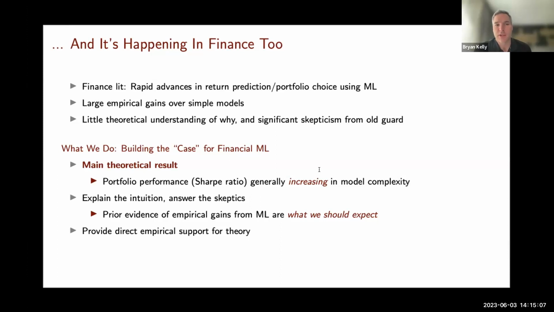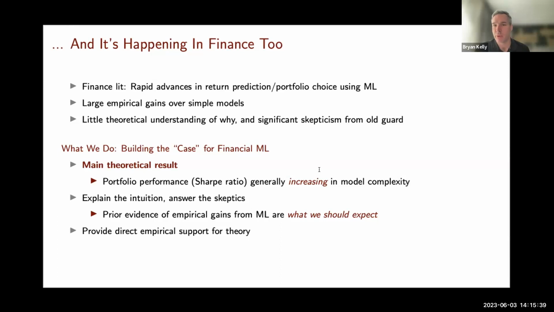And consistently, we see there are large empirical gains over more standard, simpler models, right? But there's little understanding of why up till now. And I think that has led to a significant skepticism that we're doing anything more than just overfitting the data. So what I want to do in this paper, you can think of it as trying to build the case for why we should be doing financial machine learning. Think of it as a response to the skepticism about the viability of machine learning for finance.